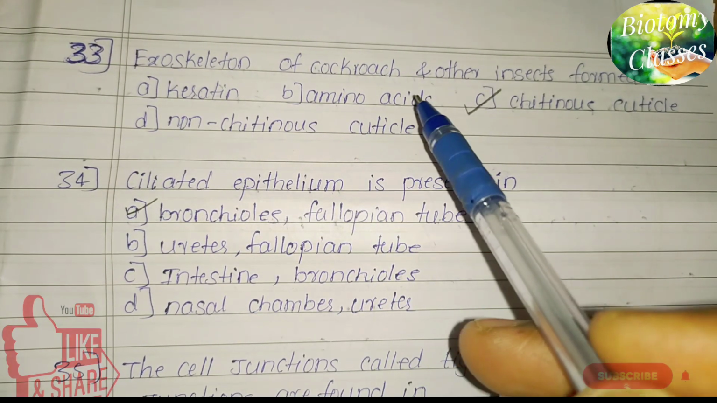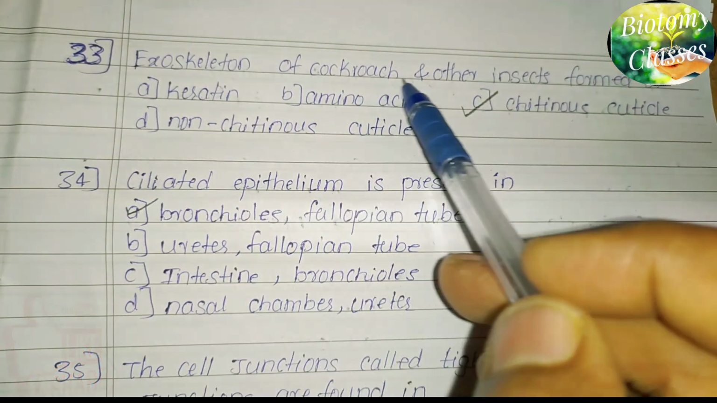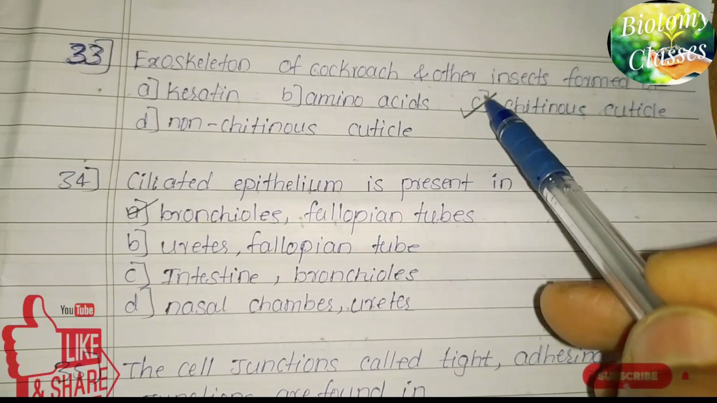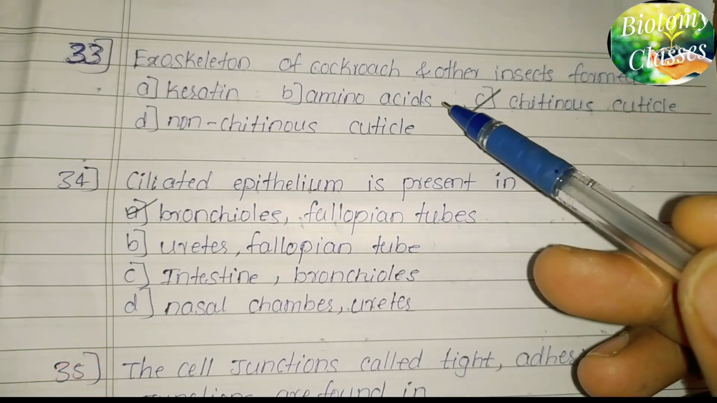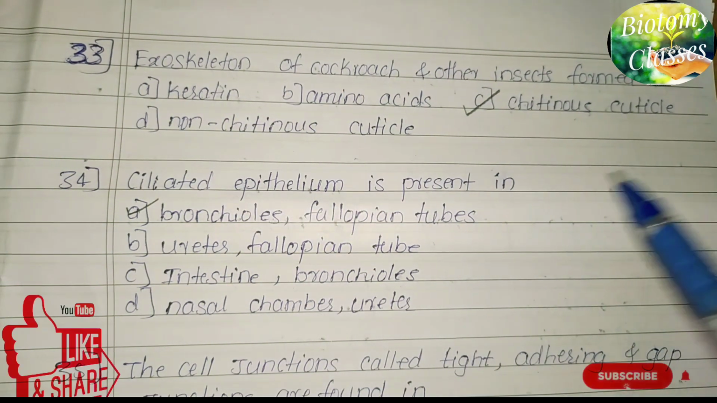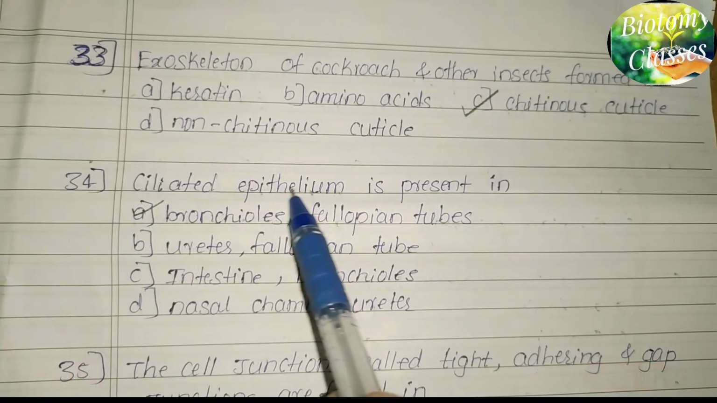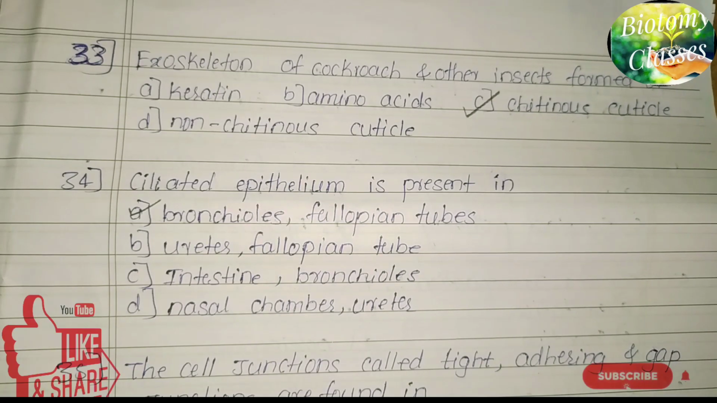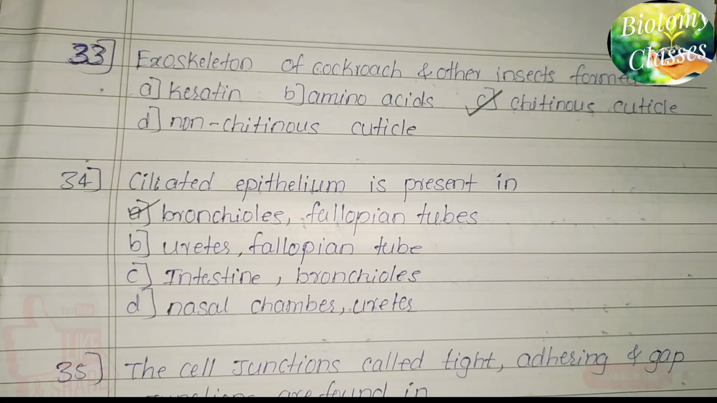Exoskeleton of cockroach and other insects is formed of the chitinous cuticle, or chitin molecule. In a crab, the outer surface is mainly made by the chitin. So exoskeleton is made by chitin molecule. Ciliated epithelium is present in the bronchioles and fallopian tubes. So bronchioles and fallopian tubes are mainly made by ciliated epithelium tissue.